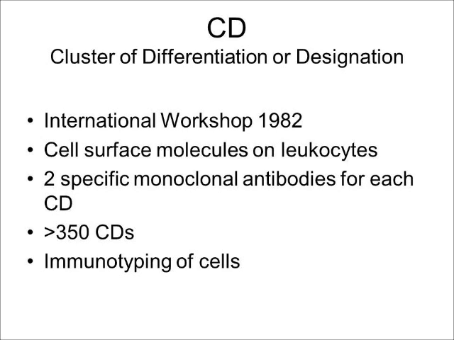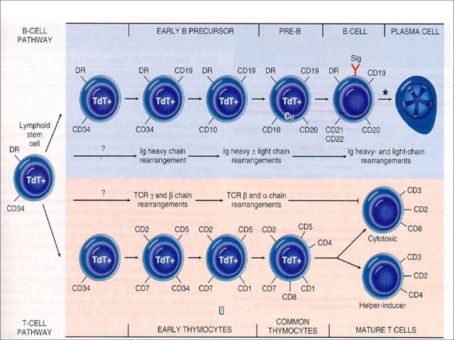Now, at present, there are over 350 different CDs that have been identified. And by examining the combination of CD markers, it is possible to identify the lineage of the cell and the stage of its development. Now, this slide shows the immunotyping of the lymphocytic lineage. However, the same principle applies to other lineages, such as those that form the erythrocytes and the granulocytes.